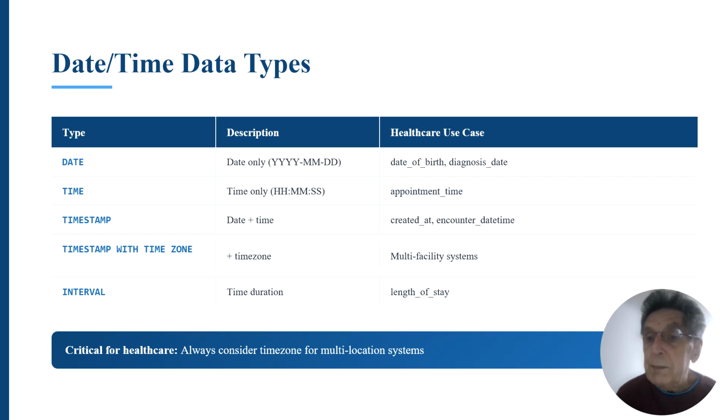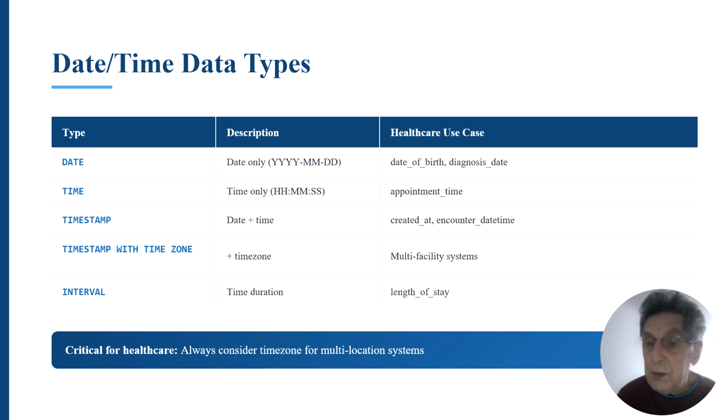Healthcare lives and dies by timestamps. Date, as a data type, is just the date, like 24/03/15. You use this for date of birth or diagnosis date. You don't need a time component in most of your date fields. Time is just the time, like 14:30:00. Rarely used alone in healthcare.